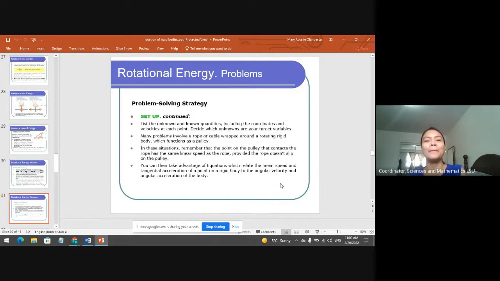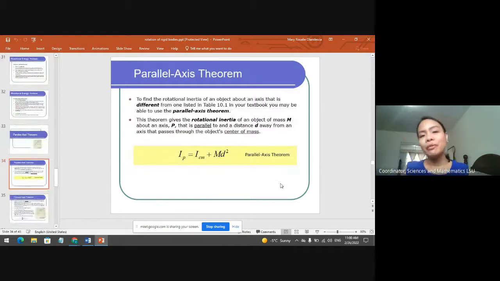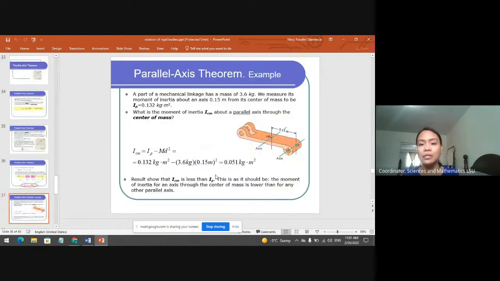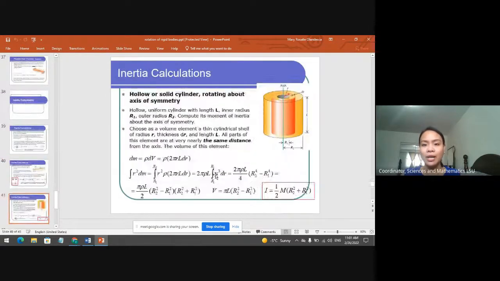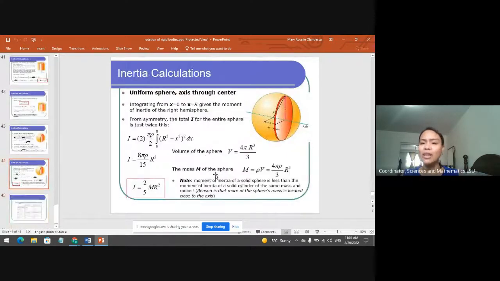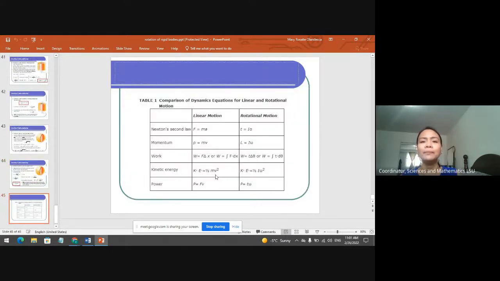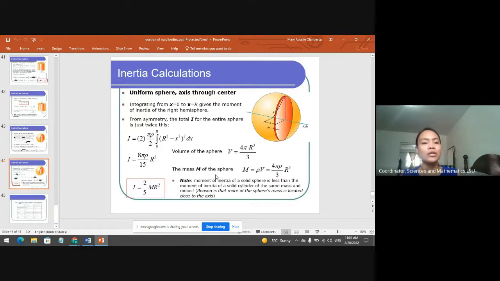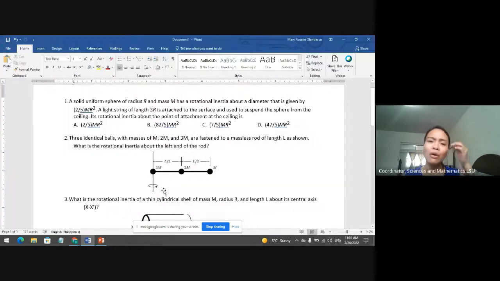You can solve this problem in your module. We also have the parallel axis theorem, which is the moment of inertia equal to I CM plus M D squared. You also have an example for this in your module. All right, and so on. These are just derivations. Again, do not get intimidated with the formulas here. They are simply derivations on how to get our moment of inertia for the various rigid bodies. So let's have our three more examples and we're done for this topic.